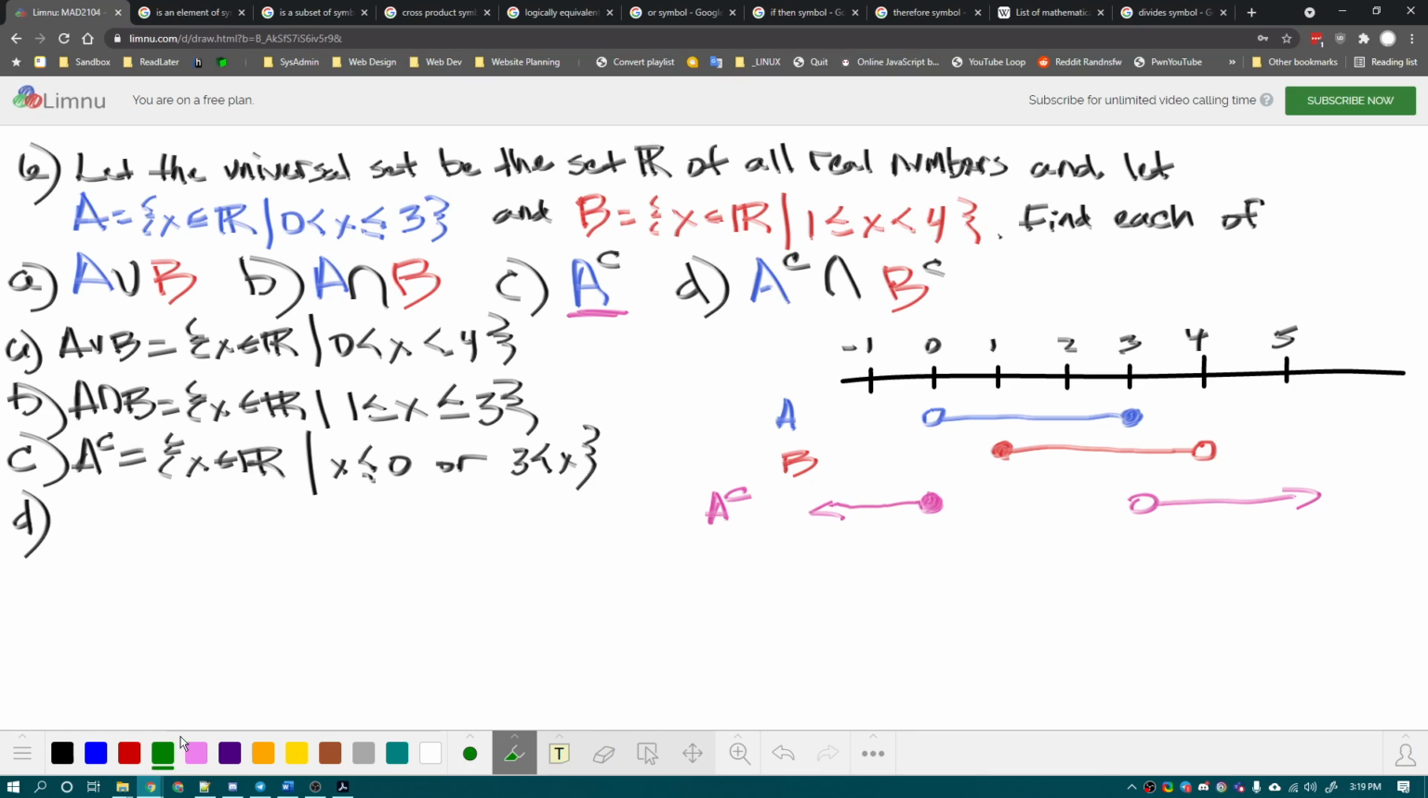Finally, for D, we're taking two complements and finding the intersection. So I already have my A complement here in pink. I'll use green for my B complement. It's the same sort of tactic. It's going to be a circle here that's empty because this one's filled, and a circle here that's filled because that one is empty. It's literally just the opposite of B.